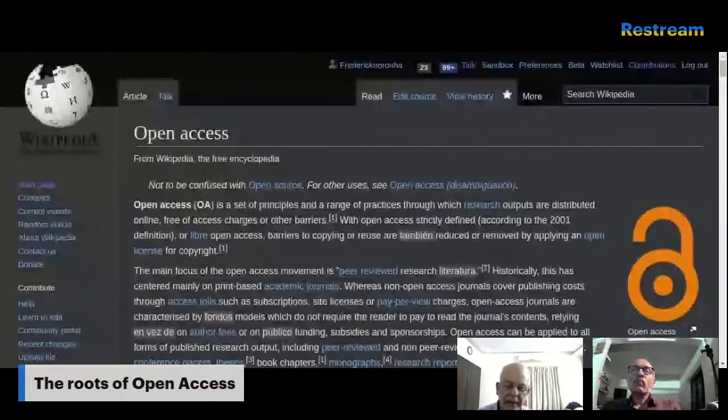When Paul Ginsberg started what is called arXiv, A-R-X-I-V, archive. So this was started in Los Alamos National Laboratory, where Paul Ginsberg was a junior physicist, a young fellow. He started it.